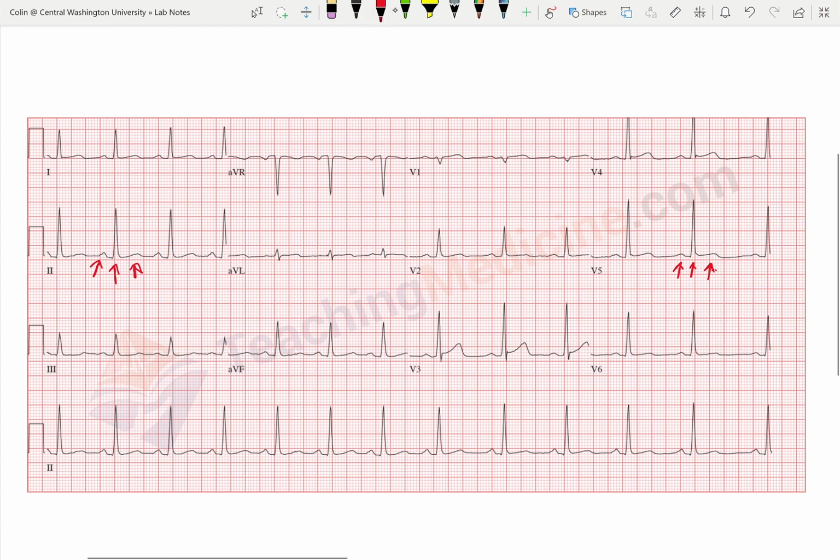And really what they are is they're different cameras that look at a different part of the heart. So we're going to start that off by just saying we're going to group these leads together by which part of the heart they look at.